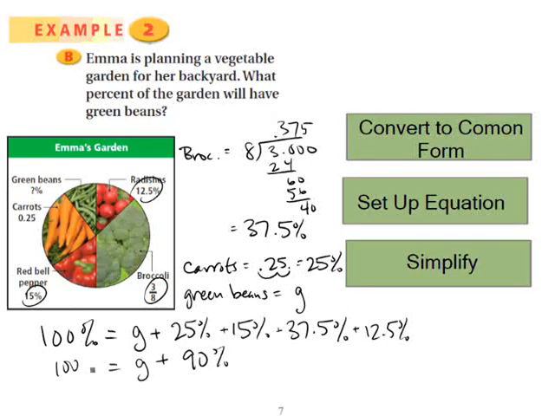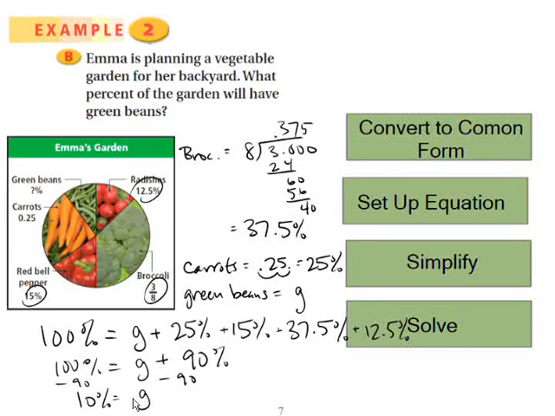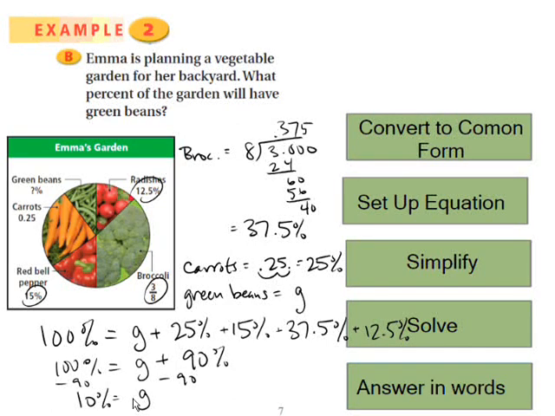Next we have some simplifying to do. All of the other parts of the garden equal 90% of it. Then solve the equation by subtracting the 90% from both sides, and we find that G equals 10%. And again, it's a word problem, so answer in words. The green beans take up 10% of the garden.